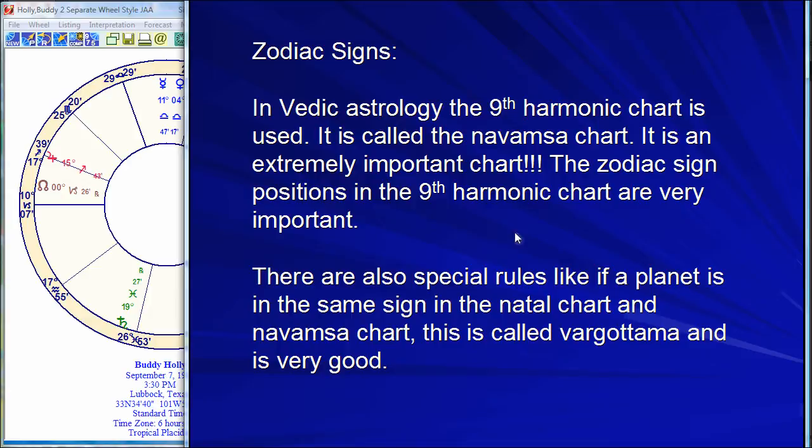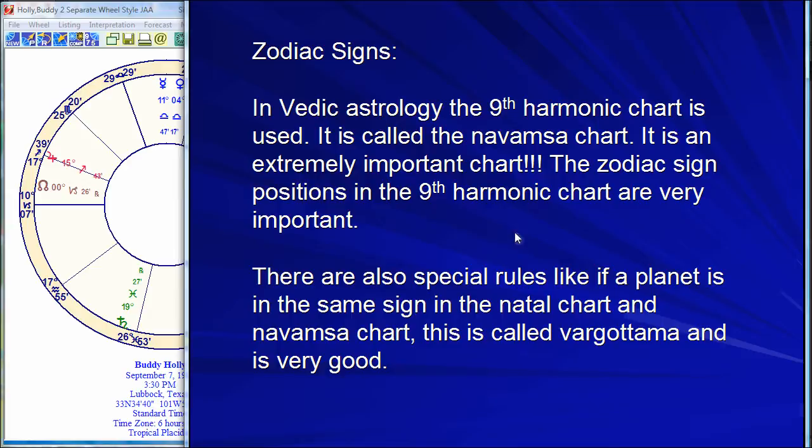In Vedic astrology, the ninth harmonic chart is used. Not only is it used, it's extremely important. I can hardly exaggerate how important it is. It's used for marriage and spiritual path and so many things. And they have a name for it. It's called the navamsa chart. The navamsa chart is the ninth harmonic chart. Not all of the charts, sometimes called vargas, used in Vedic astrology are harmonic charts, but the navamsa chart is the ninth harmonic. Also, the saptamsa chart is the seventh harmonic.